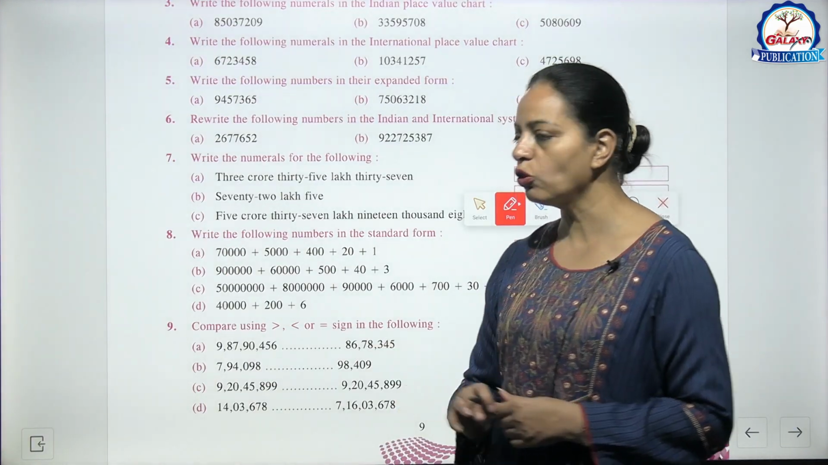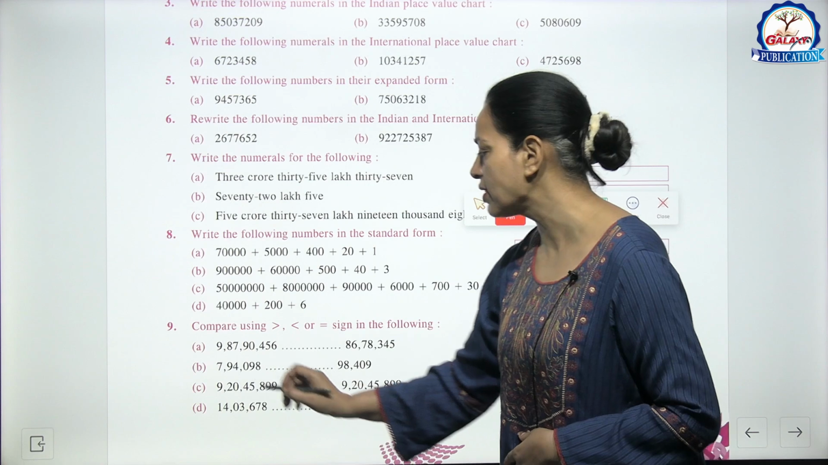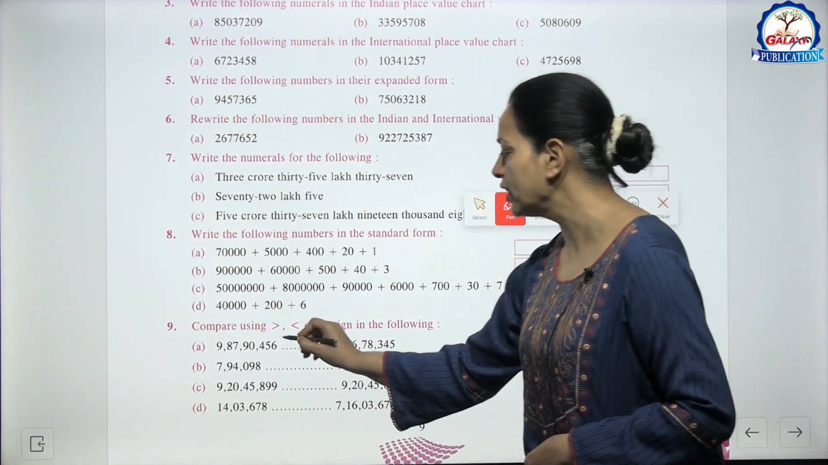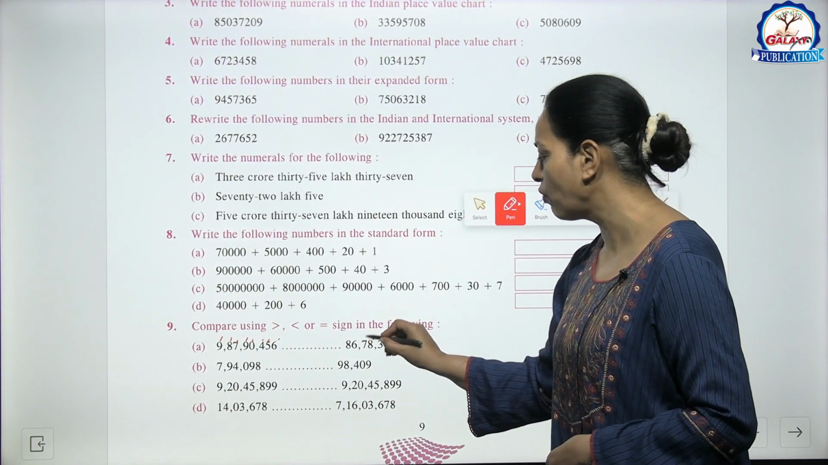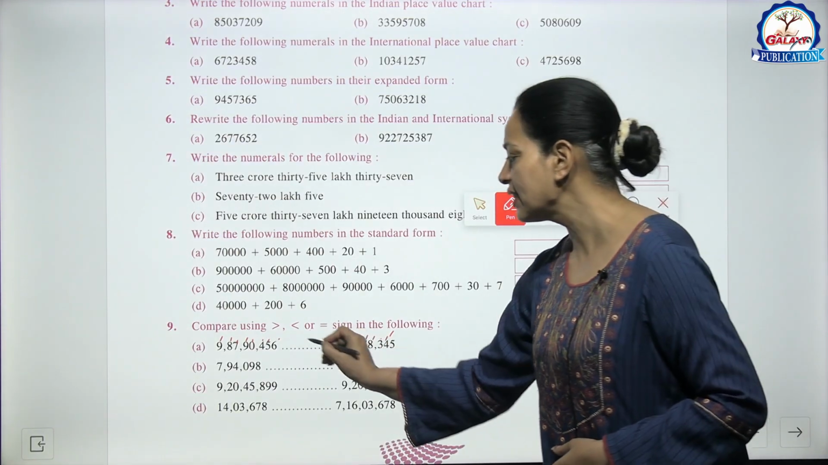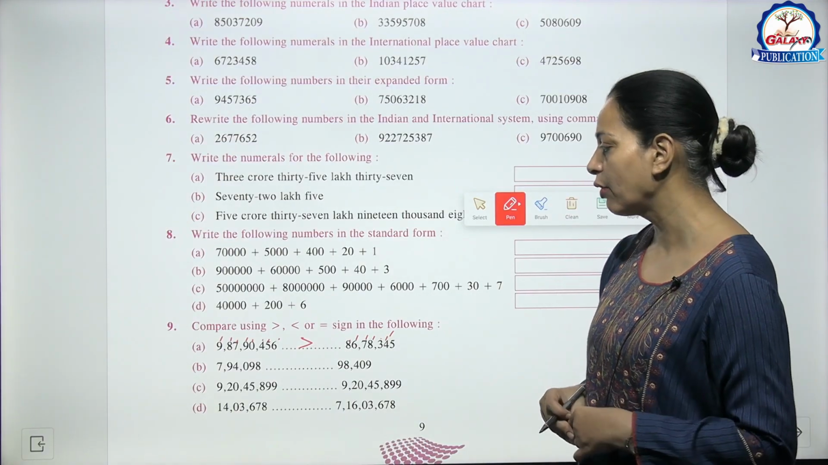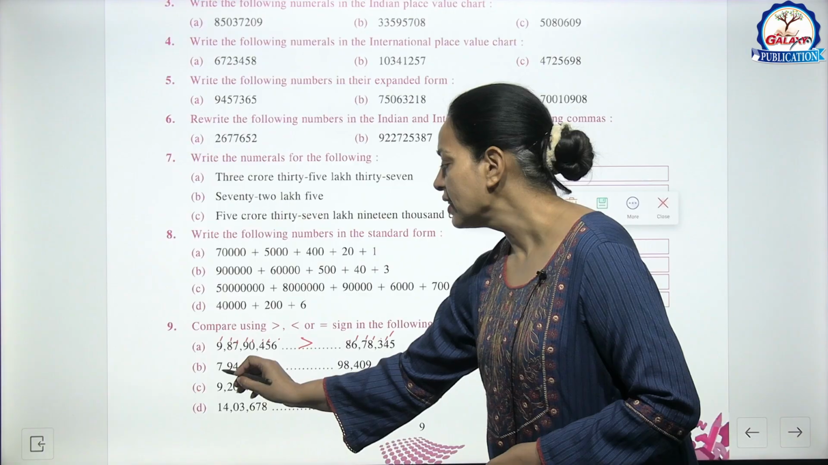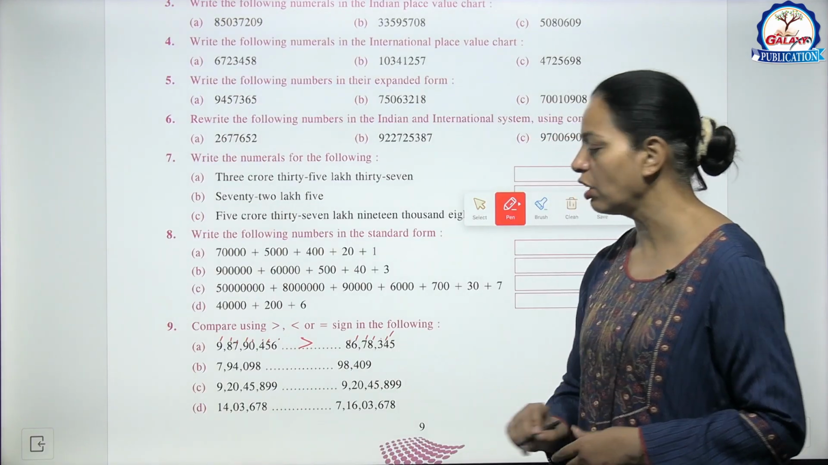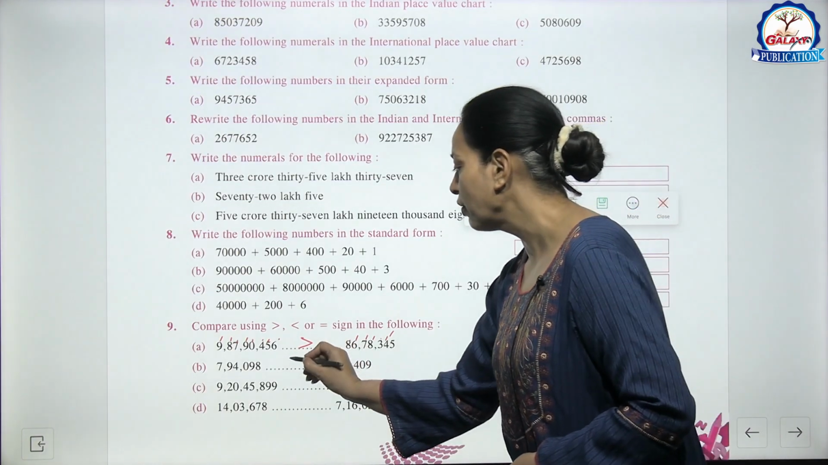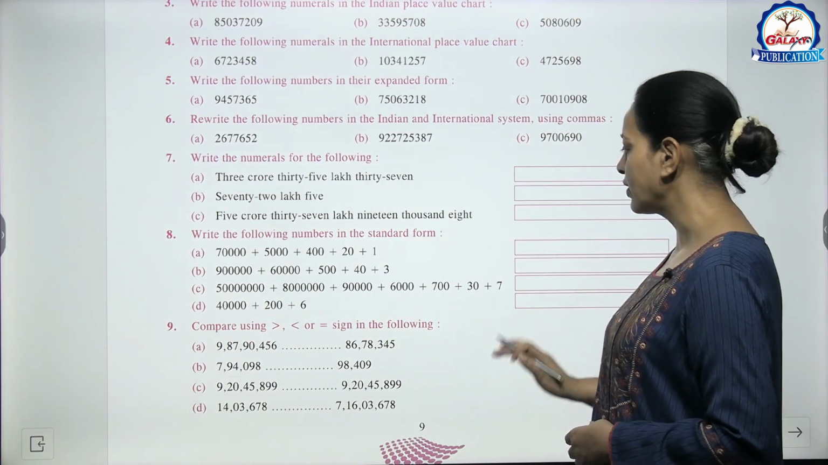Now come to the next, 9th question. Compare using greater than, less than, or equal to sign. So like A part here. First count the number of digits: 1, 2, 3, 4, 5, 6, 7, 8. And here 1, 2, 3, 4, 5, 6, 7. It means this number is bigger because it has more digits. So this number is greater. Now come to B part. 7,94,098, and this is 98,409. So of course the first number is greater. Similarly, you can try the remaining parts, right?